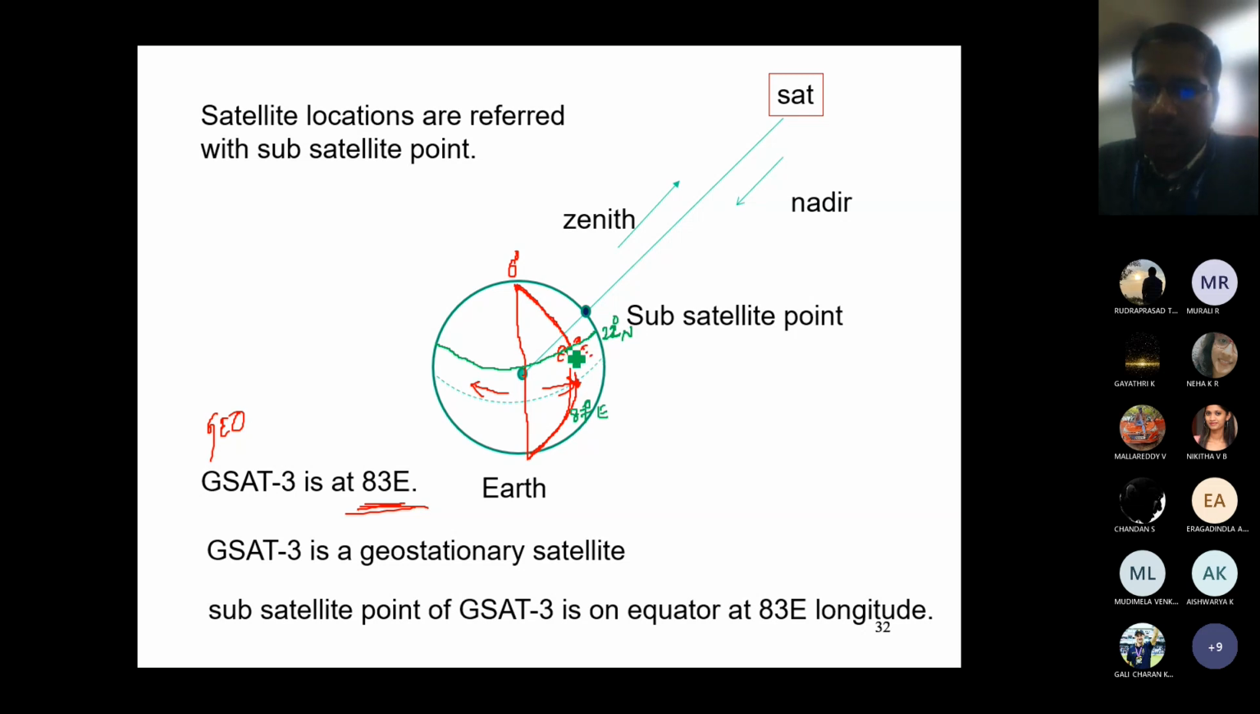Okay, so this particular point represents your city Bangalore. All right, and this particular point, which is located on the equator and at 87° east, is your sub-satellite point, or the location of the satellite.